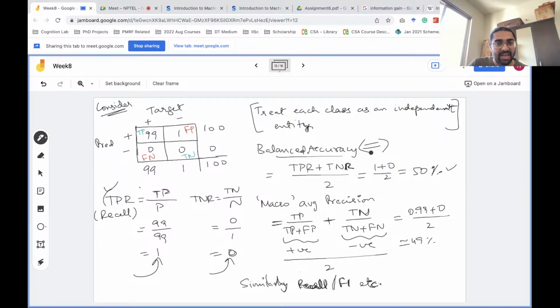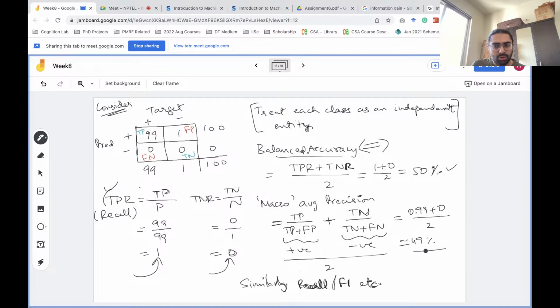In the same spirit, we have the macro average precision idea, right? You find the precision for the positive class, which is true positives divided by true positives plus false positives, that is, this particular value divided by this particular row. We also consider the negative class as the positive class and find its precision. Here it will be 0 by 0 plus 0, so we take it as 0 by convention, right? So I'll have (0.99 plus 0) by 2, which is around 49%, which also shows that we're not doing anything really good in terms of the model learning anything.